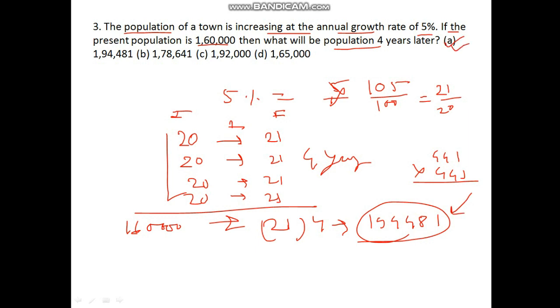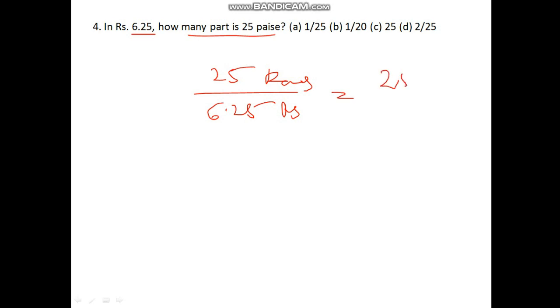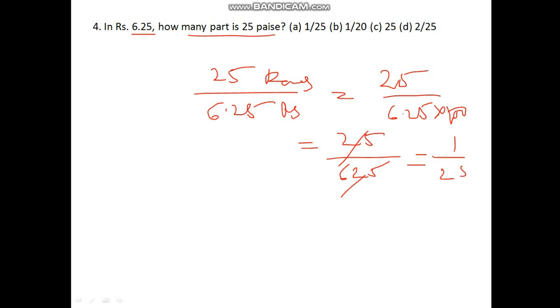Very easy question. Next one: in rupees 6.25, how many parts is 25 paise? So you know, to convert from rupees to paise, we have to multiply the rupees by 100. So 25 paise upon 6.25 into 100. The answer will be 1 by 25. So A will be the correct answer.